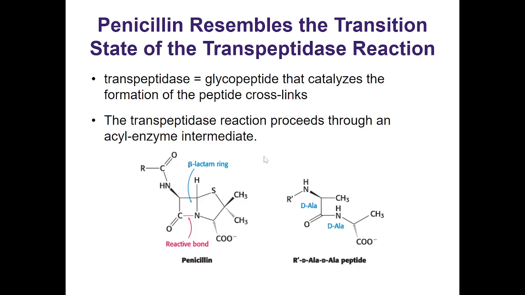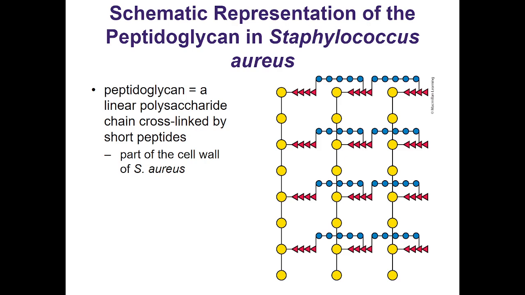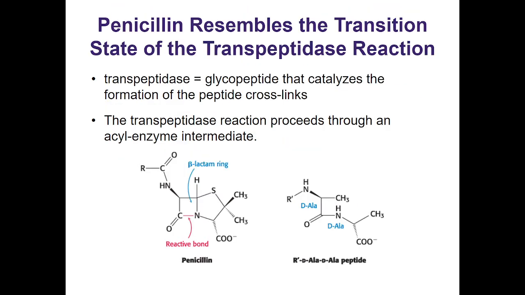So the transpeptidase, this is a glycopeptide that's going to catalyze formation of your peptide crosslinks. Again, it's making these crosslinks, right? So that the cell wall has integrity. Without the crosslinks, they'd be fibers that would just split apart, right? And so you won't make a cell wall and you won't stay together. Or at least you'll break very easily.